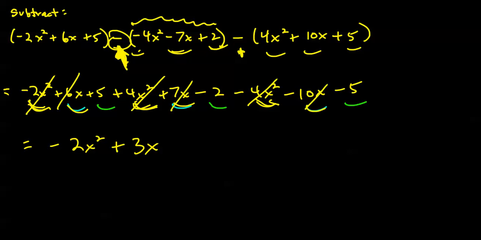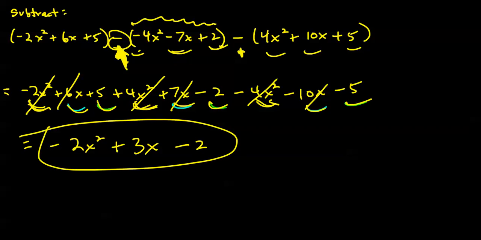Now the constant terms. 5 minus 2 is 3. 3 minus 5 is minus 2. So there's my final answer. Subtracting all those terrible polynomials gives me a relatively simple response of minus 2x squared plus 3x minus 2. Alright, we're reaching 25 minutes, so we'll call it a day. This concludes section 5.3, Polynomials and Polynomial Functions.